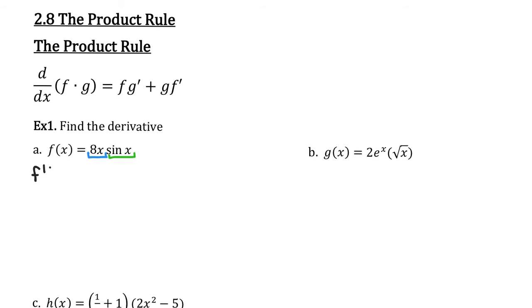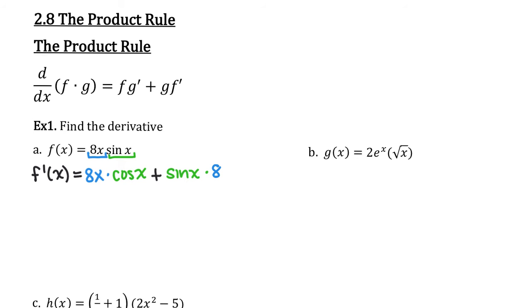So to find the derivative, I'm going to do the first function times the derivative of the second. So the first function is 8x. The derivative of the second function, the derivative of sine x, is cosine x. Plus. Now I'm going to do the second function times the derivative of the first function. So the second function is sine x times the derivative of the first function, the derivative of 8x is 8. And that's how the product rule works.